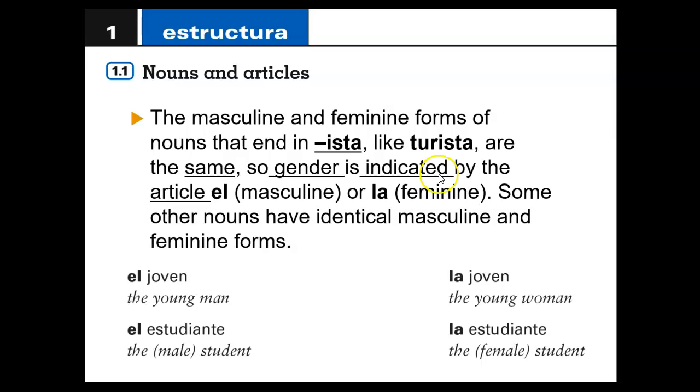So you asked me, what's an article? We'll learn about that a little bit later, but just for a quick little lesson here, this is your article, el, and that's going to be masculine. So that makes joven masculine, so we know it's a young man. Over here, we see la, that's a feminine article, so that's how I know that we're talking about a young woman. And the same for el estudiante and la estudiante.